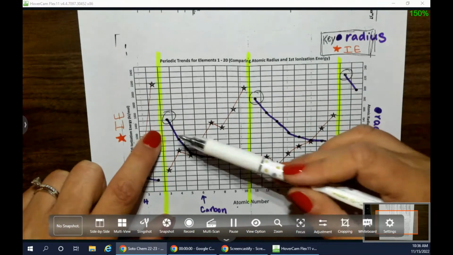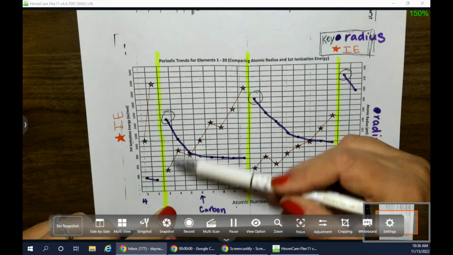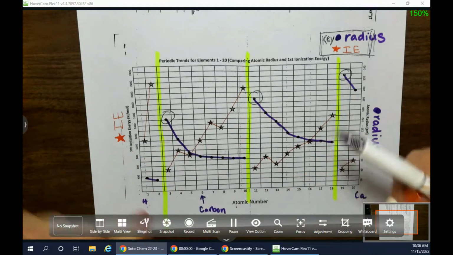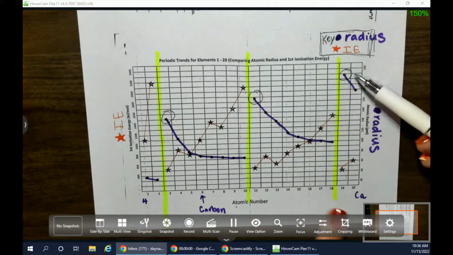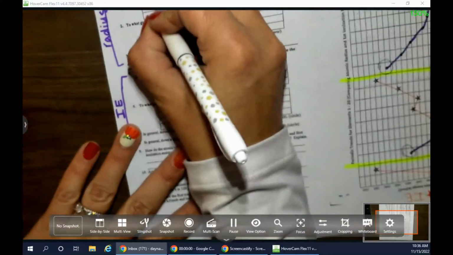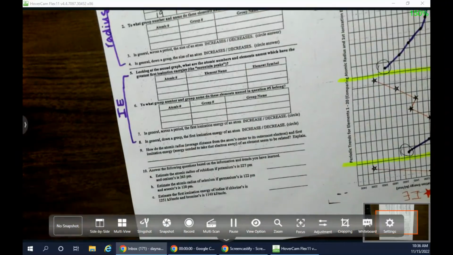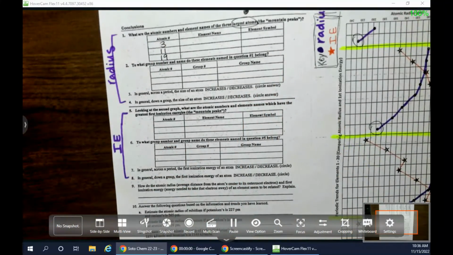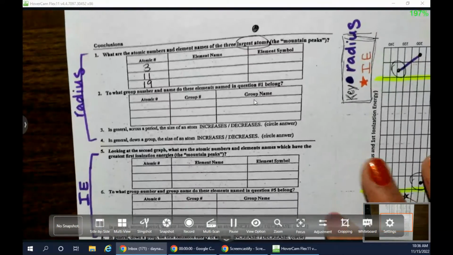Okay? We're going to match those up to what the atomic numbers are. So we have 3, we have 11, and we have 19. So 3, 11, and 19. And then you're going to look on your periodic table and tell me what the element names are and what those symbols are. Okay?